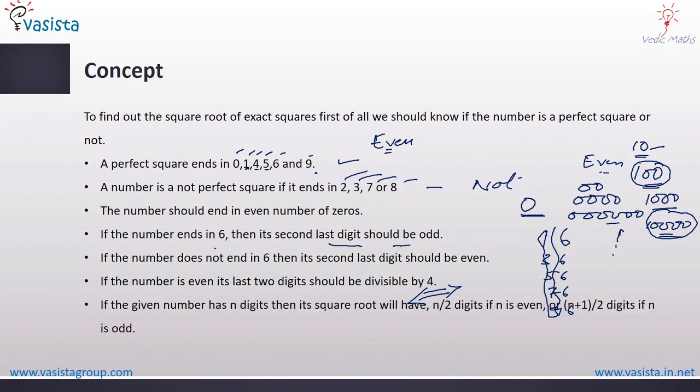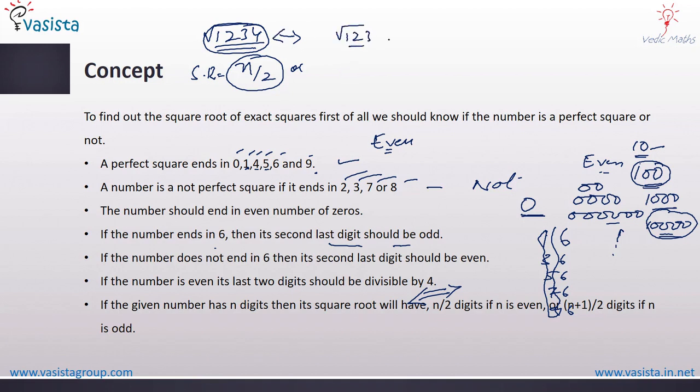One more thing, when you are going to find the square root, see how many digits there should be. Say for example, if it is 4 digits, say 1, 2, 3, 4, then the square root will have n by 2 digits. Or if it is 3 digits, say square root of 1, 2, 3, you are supposed to add 1 to this, that is 4 digits by 2, so 2 digits will be there in the square root. That is what you need to understand.